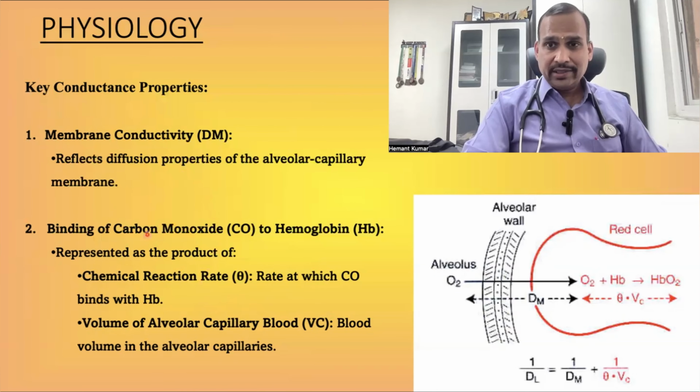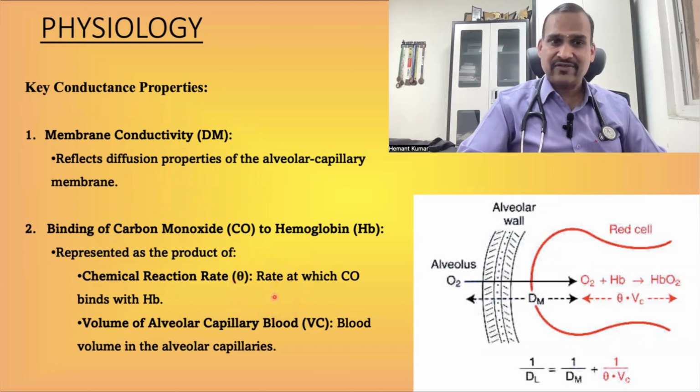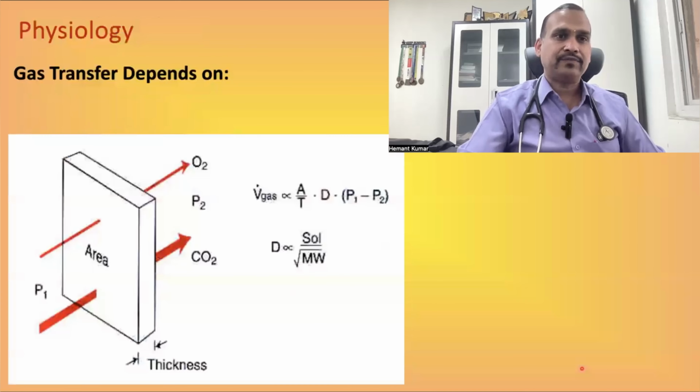So carbon monoxide transfer depends on membrane conductivity. More is the solubility with the alveolo-capillary membrane, more the transfer. Chemical reaction rate: more is the rate of binding of CO, more is the transfer. And more is the blood in the pulmonary capillary, more is the transfer. So all three are related. 1 upon DL, diffusion, is equal to 1 upon Dm, this is membrane conductivity, plus 1 upon theta into pulmonary capillary blood volume. All three are related directly.